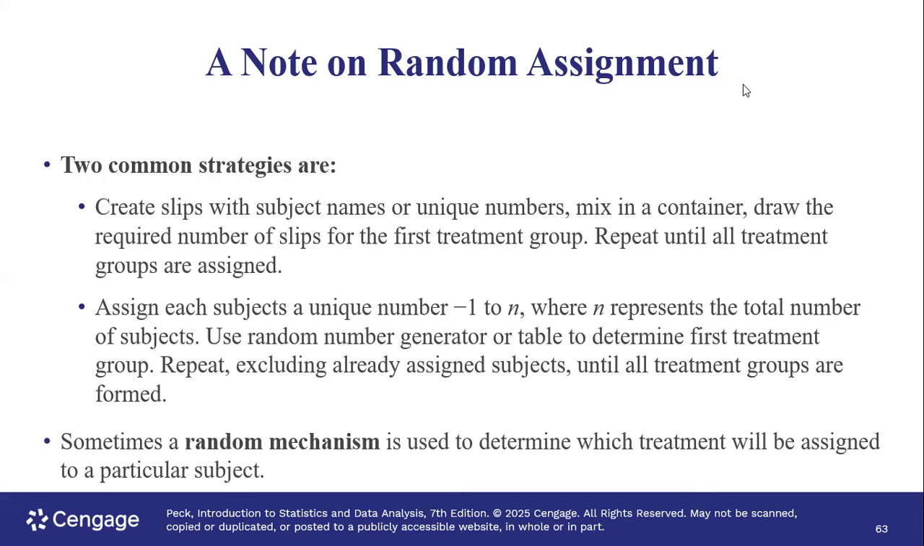Assign each subject a unique number. This is the second method. 1 to n, where n represents the total number of subjects. Use random number generator. This is the way we generate simple random sample using computer. What do we do? I have discussed this before in the previous chapter. What we do is, suppose I want to select a simple random sample of 30 students from my campus, which has like say 10,000 students. What do we do?